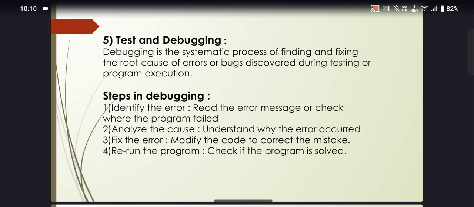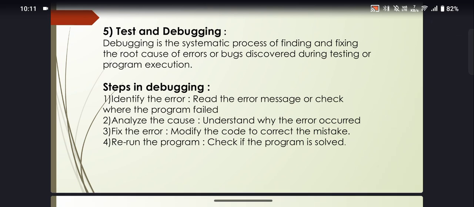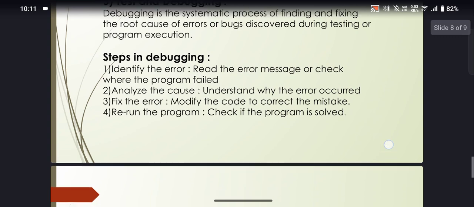means read the error message or check where the program failed, where the error occurred, and then analyze the cause, understand why the error occurred. Third one is fix the error, means modify the code to correct the mistake, and then run the program to see if the problem is solved. So this is the whole process of programming.